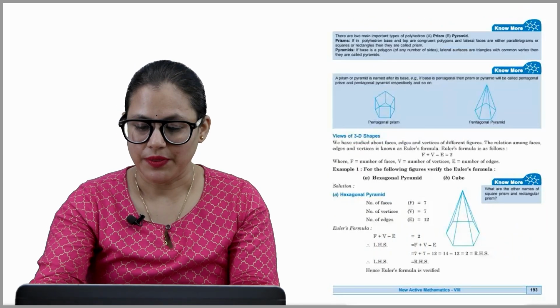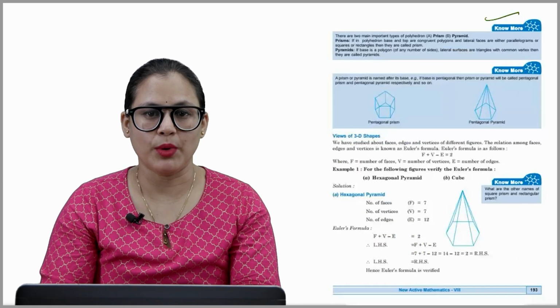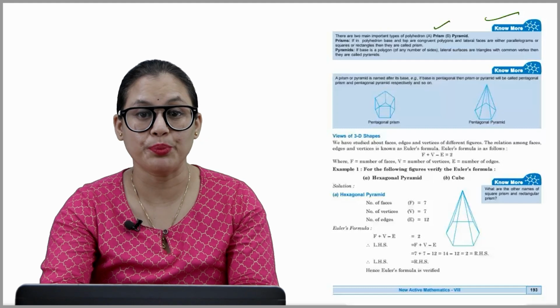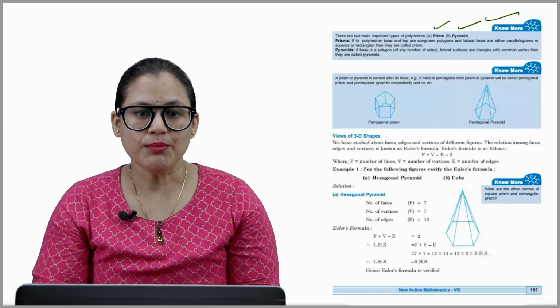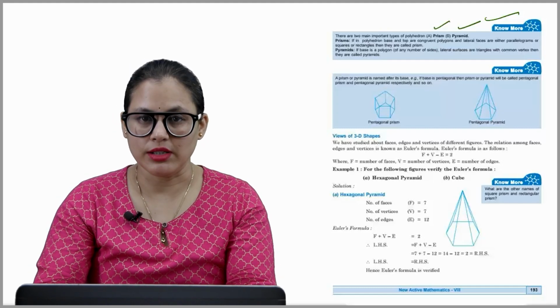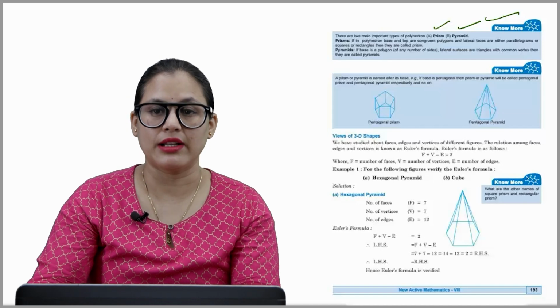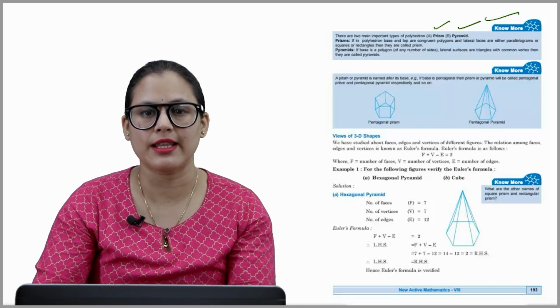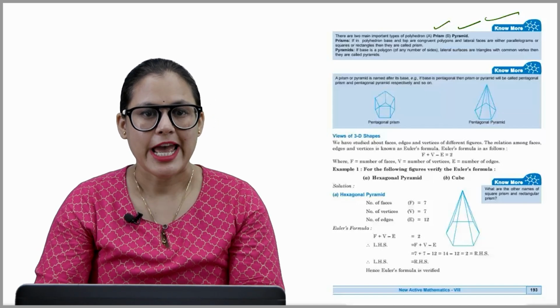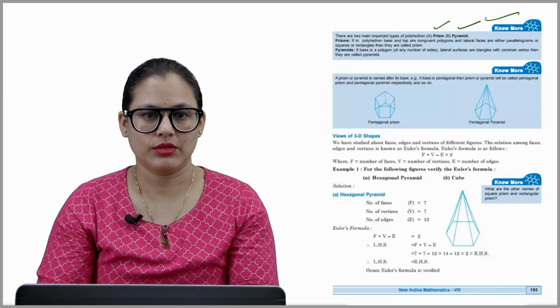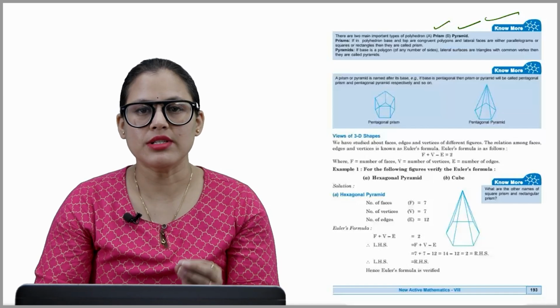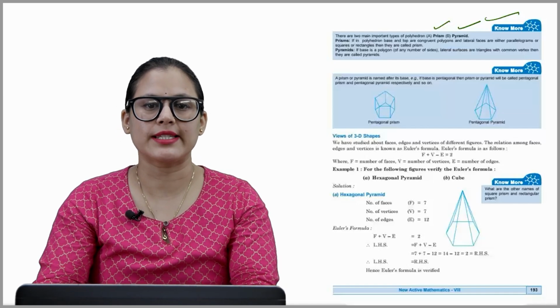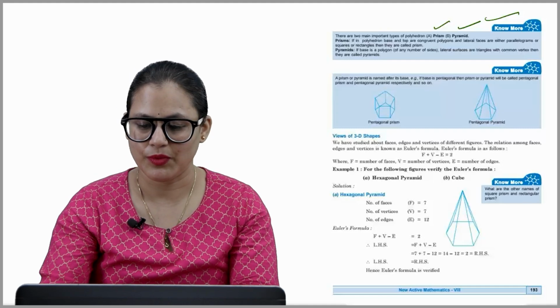No more. There are 2 main important types of polyhedron: 1, prism, 2, pyramid. Prism: if in a polyhedron the base and top are congruent polygons and lateral faces are either parallelograms or squares or rectangles, then they are called prisms. Pyramids: if the base is a polygon of any number of sides and lateral surfaces are triangles with a common vertex, then they are called pyramids. Okay. No more.